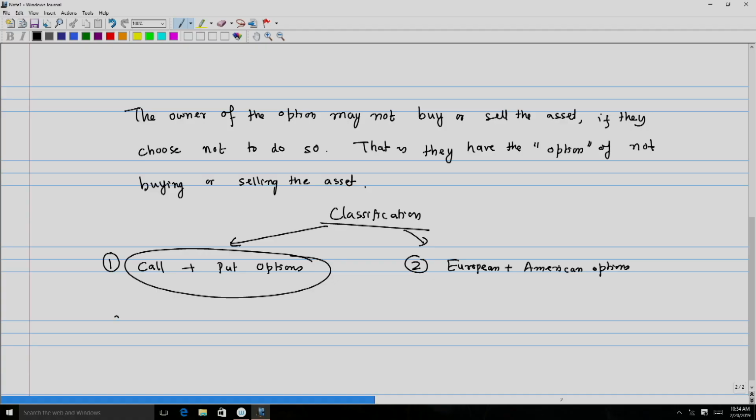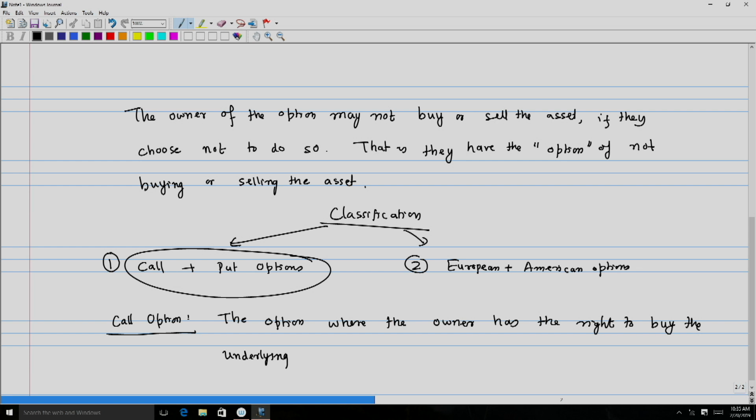So, let us first begin with the first set of classifications, namely call and put options. I will first discuss call options. So, what is a call option? A call option is an option where the owner has the right to buy the underlying stock, in our case.